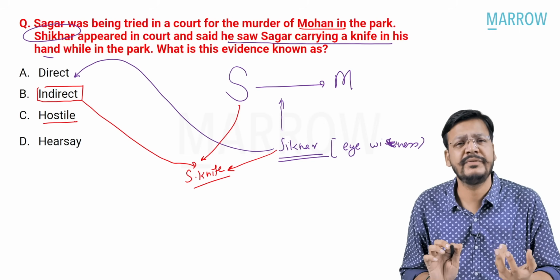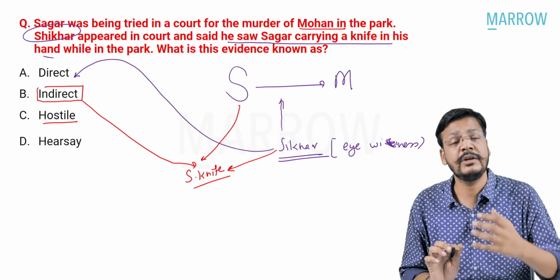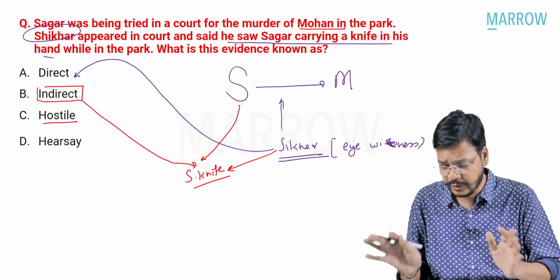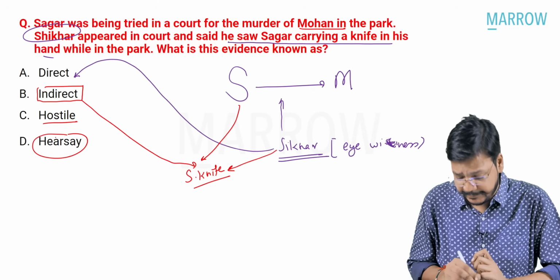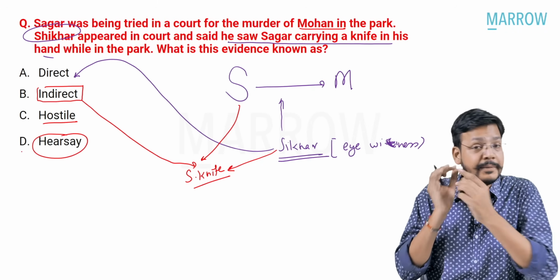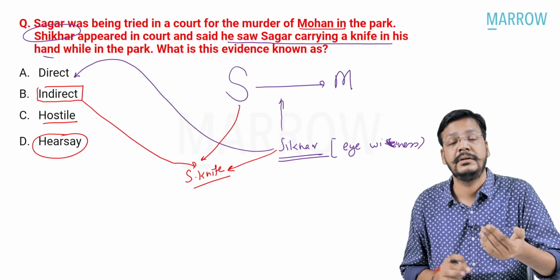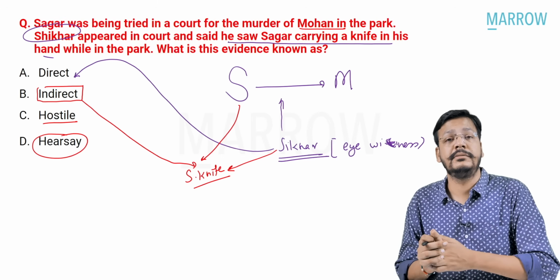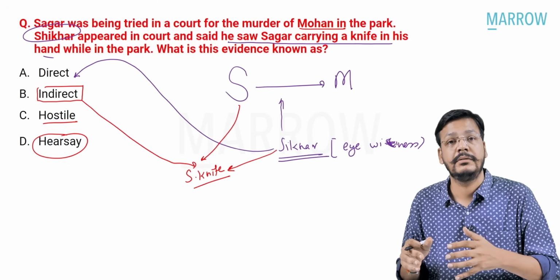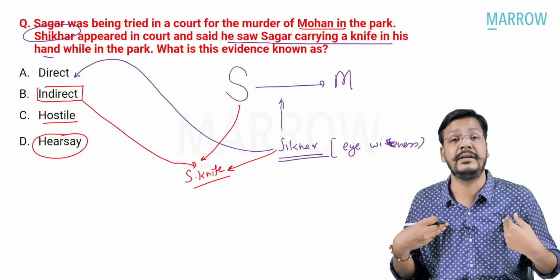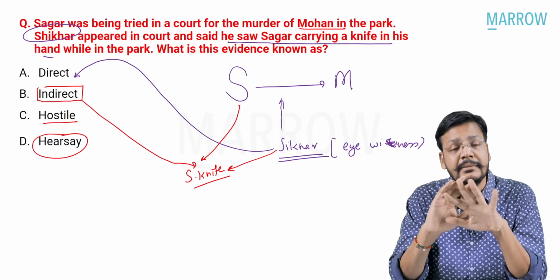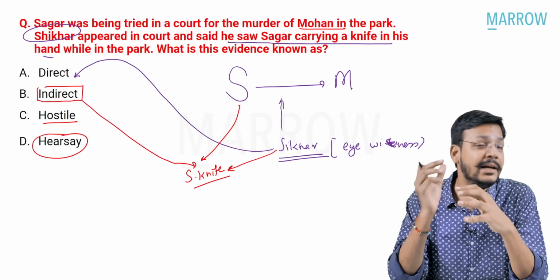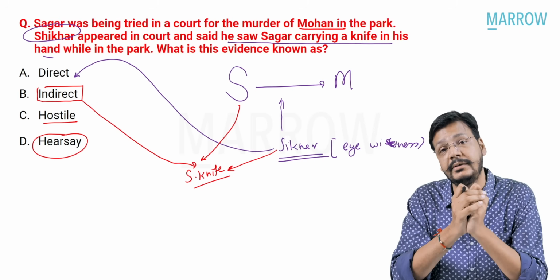Hostile has no relation with this one, doctor. A hostile witness is one who is changing the statement repetitively, so that is not hostile evidence. Hearsay: you heard something, then you are saying something. Like Ram told me that Sagar killed Mohan. Now I am a hearsay witness, because I have not seen the murder. I am just hearing and saying whatever Ram said to me.